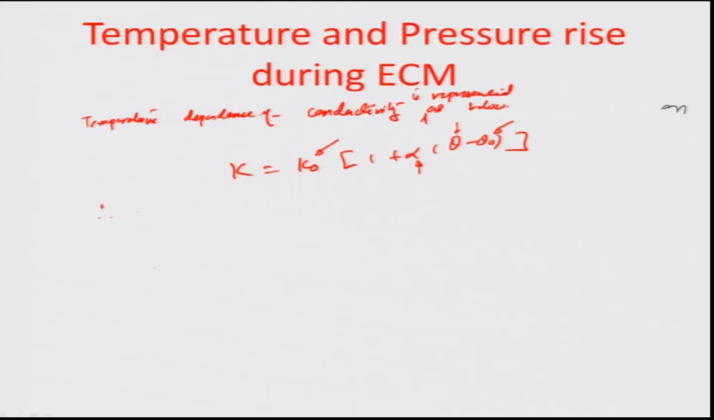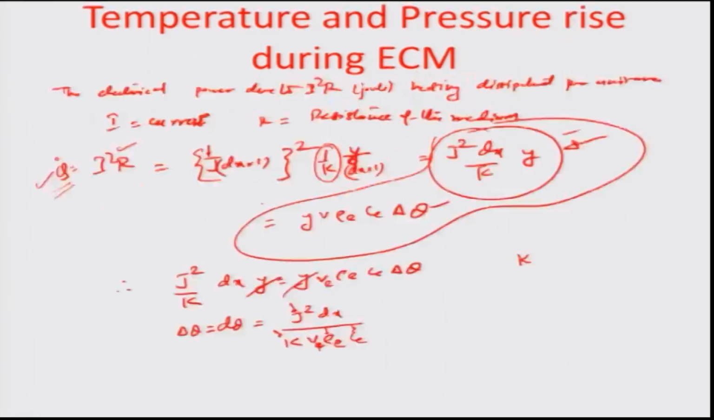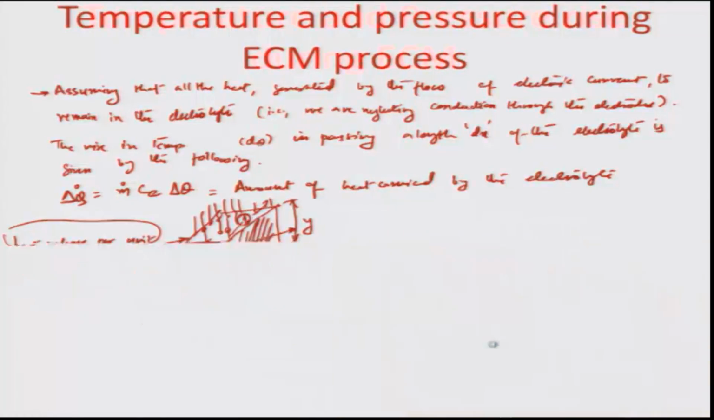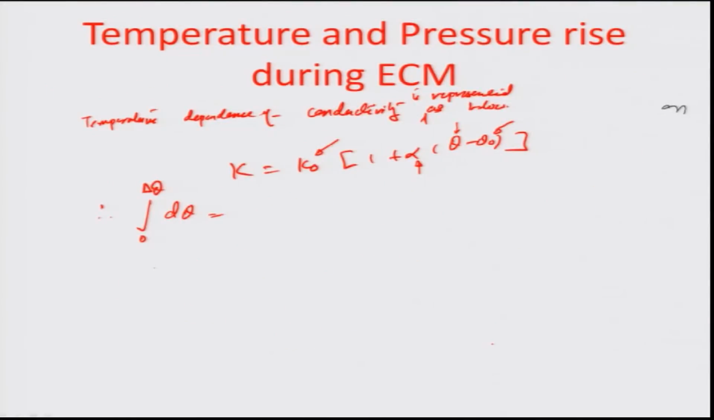So, if we wanted to now solve this equation between, let us say, 0 and delta theta from one side to the other side of the whole electrolyte transfer process as it gets into the interelectrode gap and goes out. This can be written, if we assume this length right here to be L, as you can see, the whole length of the tool electrode surface. So, I can easily convert this into the integral from 0 to L of j square dx divided by K0 times 1 plus alpha times theta minus theta 0 times rho e C E V.